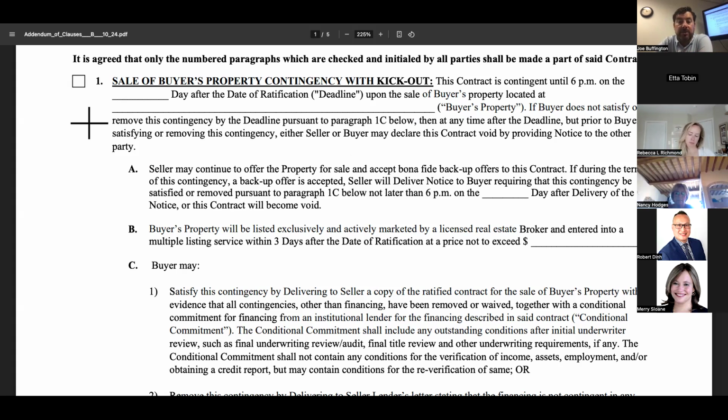Good listing agent should look this up, figure out what the value of the property is, even if the buyer's agent doesn't submit any of that information. It says if the buyer doesn't satisfy or remove this contingency by the deadline, pursuant to paragraph 1C, and we'll get into that, then at any time after the deadline, but prior to buyer satisfying or removing the contingency, either buyer or seller may declare the contract null and void.